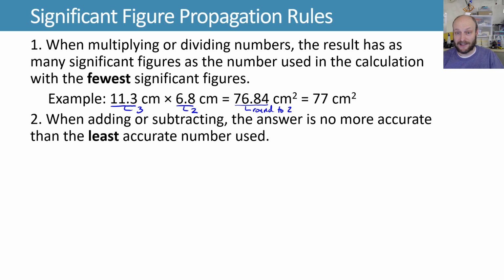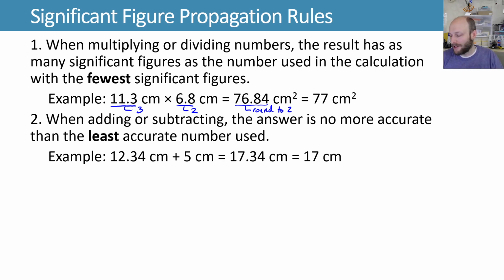When you add or subtract, then your answer can't be more accurate than the least accurate number used. And you can think about this like, I've got a mile plus a centimeter. Well, that's really just a mile, right? Since I don't have the mile accurate to within a centimeter, it's just a mile. And so the same idea here, 12.34 centimeters plus 5 centimeters. Well, here there are 4 significant figures.